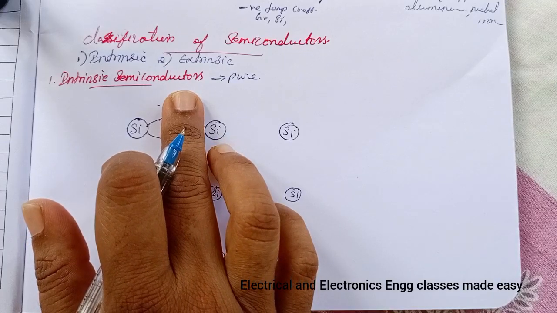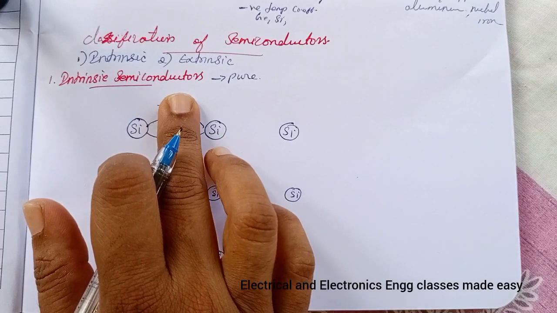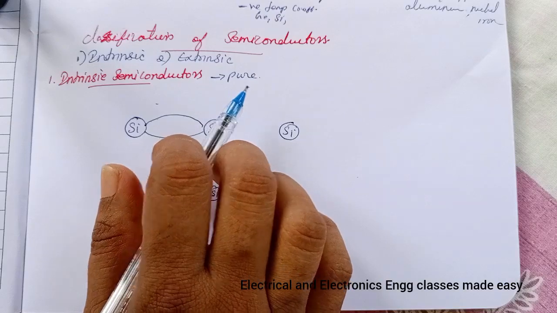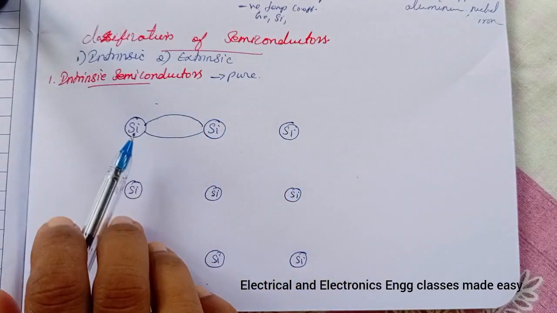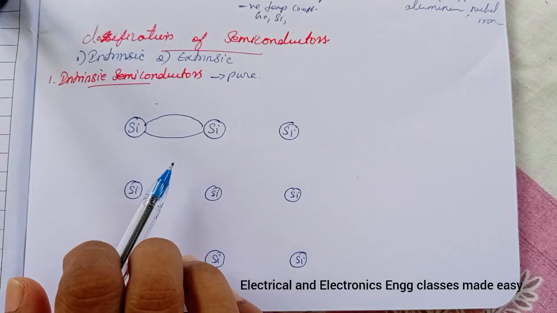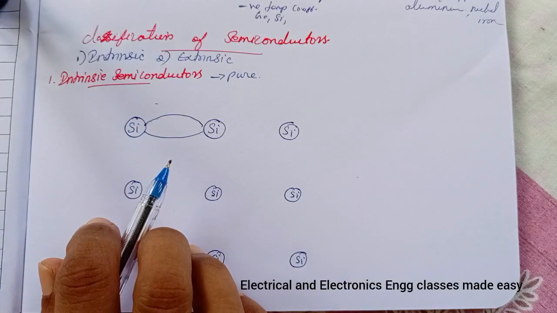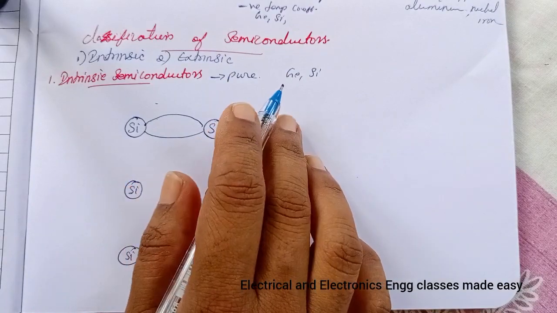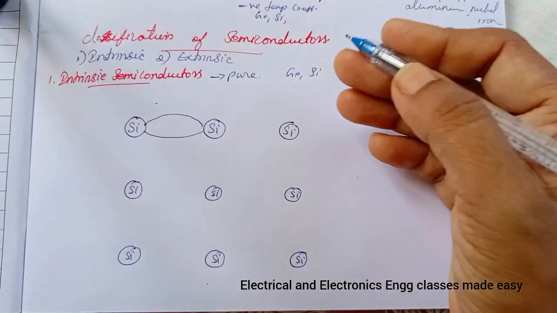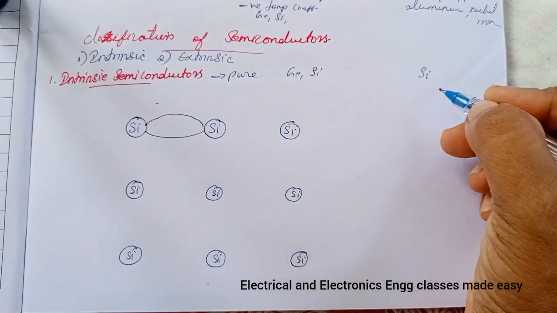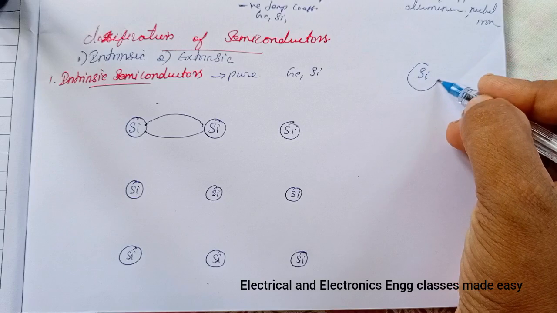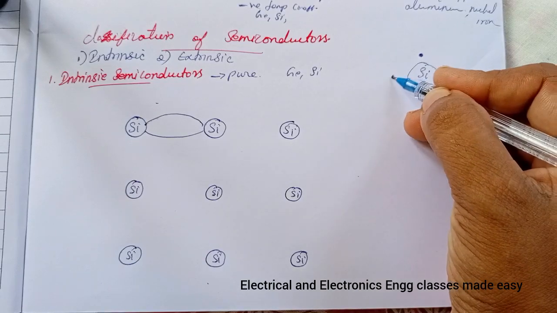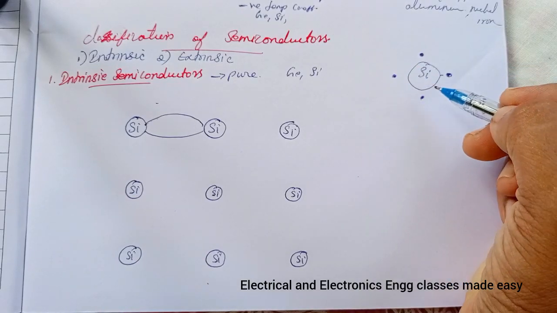A semiconductor is not truly intrinsic unless its impurity content is less than 1 part impurity in 100 million parts of semiconductor. Let us know about these intrinsic semiconductors. Examples are germanium or silicon, which have only 4 electrons in the outermost orbit of their atoms. That is, if we consider a silicon atom, then its outermost shell has 4 electrons. So only 4 electrons in the outermost orbit.